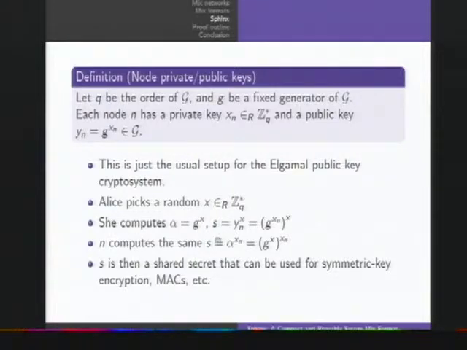Okay? Then the node N will receive alpha, can take alpha to the power of its private key XN, and get alpha to the XN, but alpha is G to the X, so that's G to the X to the XN, and you can see that G to the XN to the X equals G to the X to the XN, by just the properties of exponents. Okay? And now, this is just the standard El-Gamal, Diffie-Hellman type thing going on. If you've studied cryptography, you'll have seen this before. And then S is a shared secret that can be used for whatever, symmetric key encryption, MACs, anything like that. Okay? So this is how Alice shares some secret information between her and any given mix node.